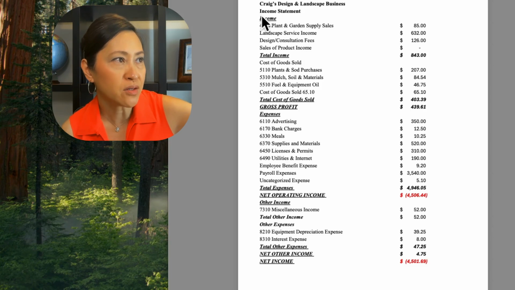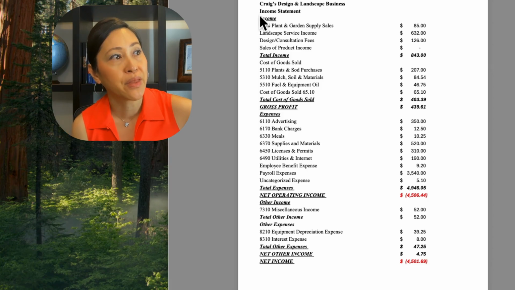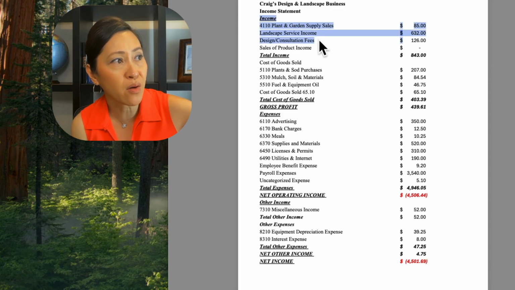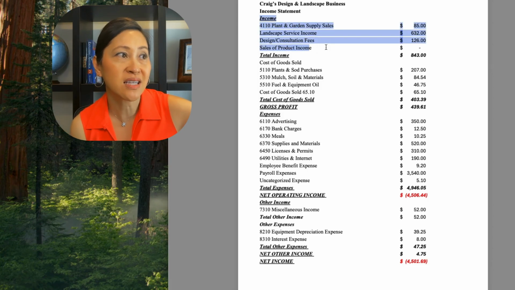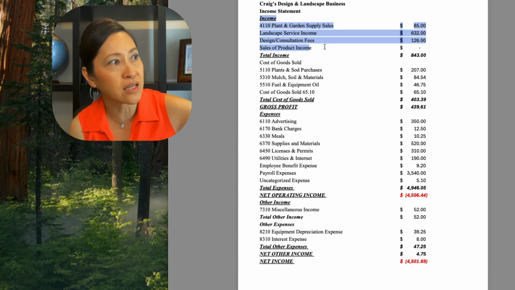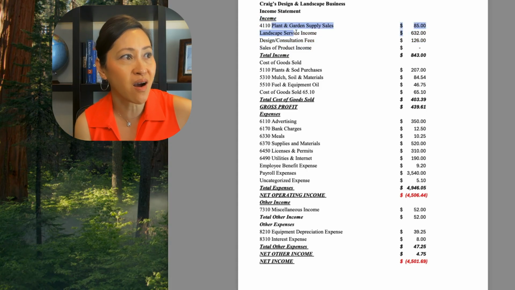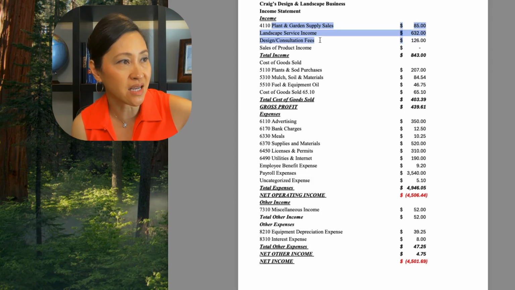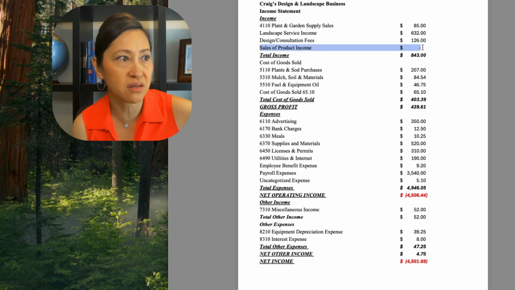The first area to focus on is income. Every business should have revenue accounts that make sense for their industry. Since this is a landscaping company, you'd expect to see accounts like plant and garden supply sales, landscape service income, and design consultation fees. Something clear and specific, and all of these make sense. But then there's sales of product income, and it shows 0.